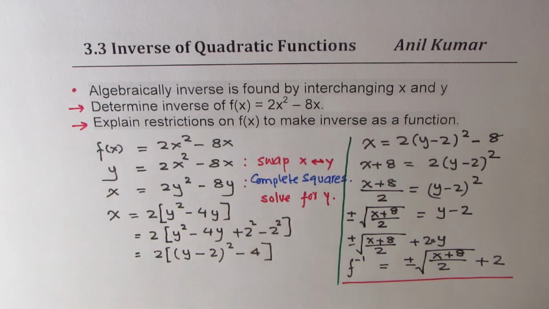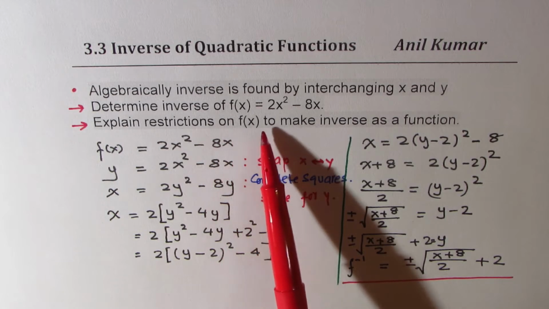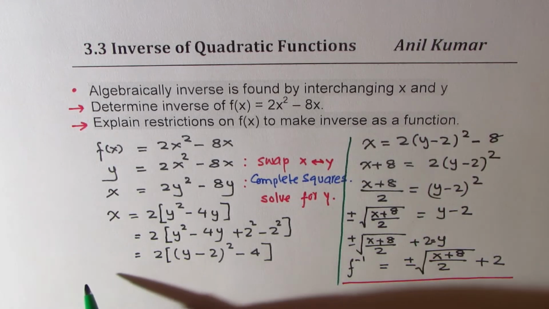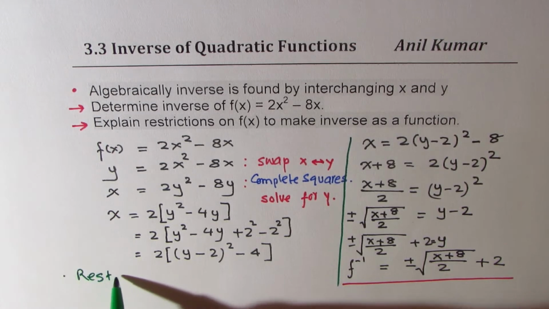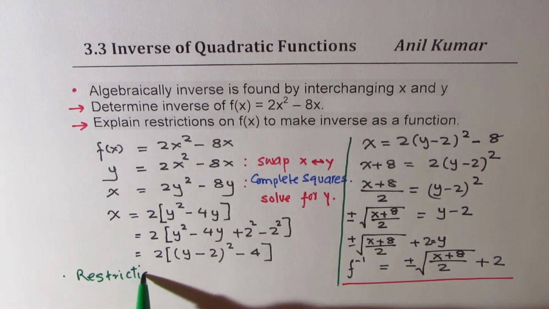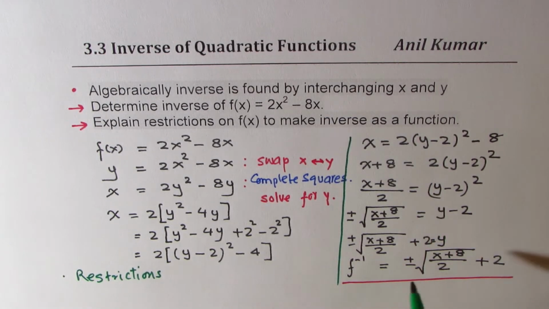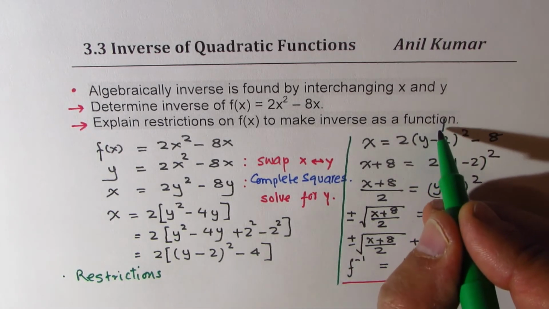So that is the first part of this. The second is explain restrictions on f of x to make inverse a function. So what you notice here is that inverse is plus minus 2. So what you could do here for part 2, restrictions, you could take either side of the function, right, from the vertex. So the vertex here is at 2, right?